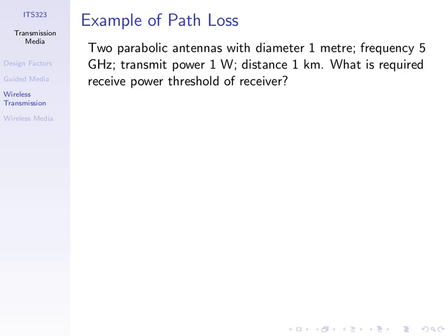In this case, if we have a distance of 1 kilometer, we want to know what is the required received power threshold of the receiver. So we need to use our free space propagation model as well as some knowledge about the antennas to discover this. So let's write down what we know.